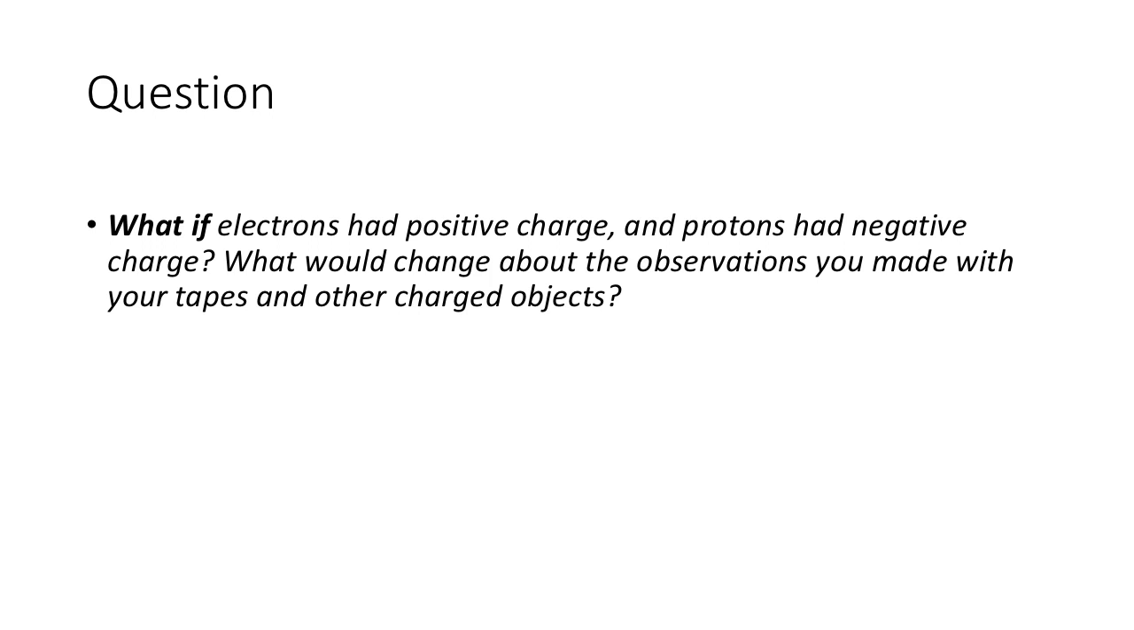Now, question: what if the electrons had positive charge and protons had a negative charge? What would change about the observations we made? Well, if electrons had a positive charge and protons had a negative charge, the objects that were positive in our experiment would be negative and vice versa. As far as the observations and their interactions, they would be the same, because when a positive becomes negative and a negative becomes positive, the interaction is still an attraction, and vice versa.